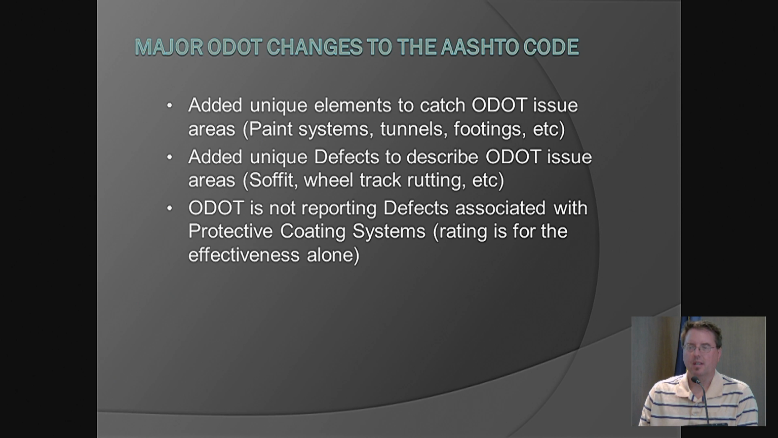One of the unique things about the protective coating systems and the wearing surfaces is that they are just looked at overall as an effectiveness. We're not associating defects with those at this time. The main reason is that the feds are not collecting information on those, so we didn't feel at that point we needed to get too detailed. We could just let you know that the AC is really not doing what it's supposed to, or if it's in good condition or not.